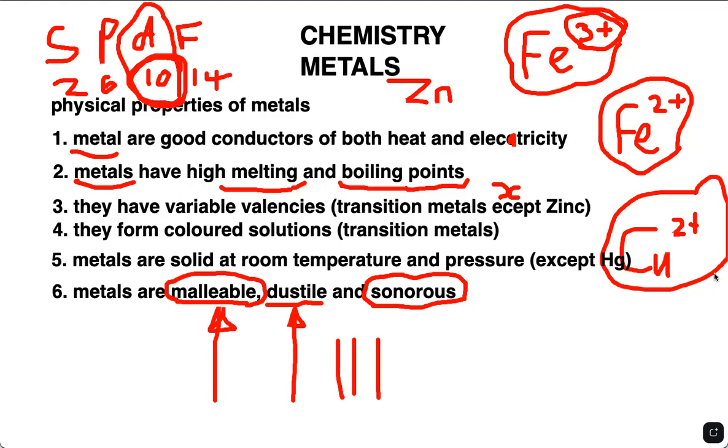What did you say sonorous means? The ability of metals to produce sound when they are hit. Okay. Though in some way, they talk about it as a physical property, the ability of hammering them into thin wires has nothing to do with the chemical arrangement. That is a physical aspect.